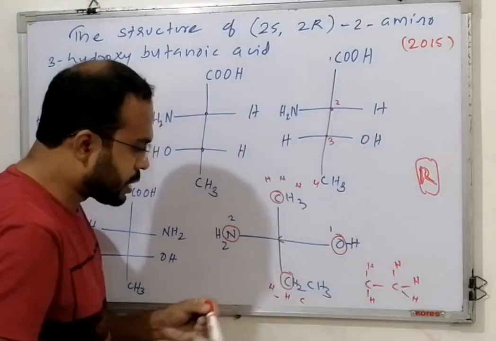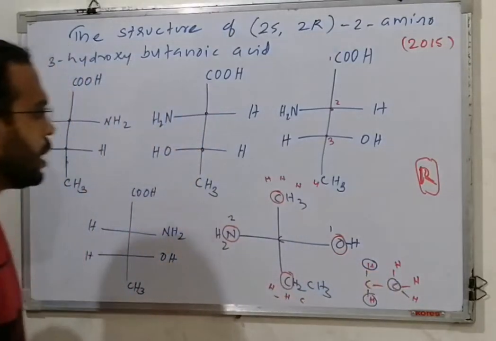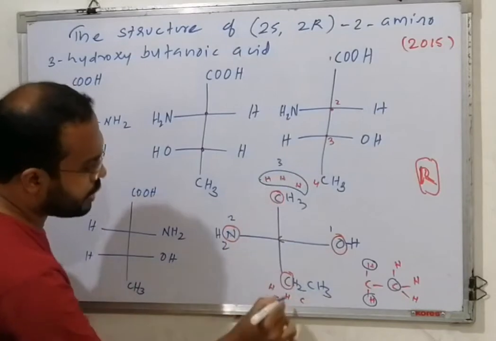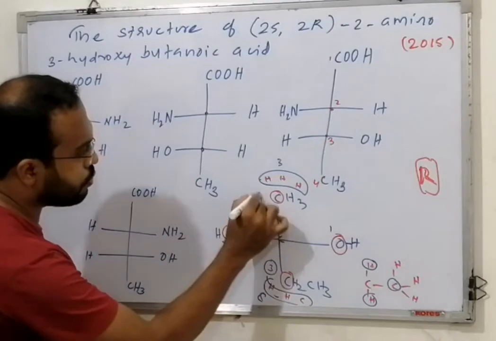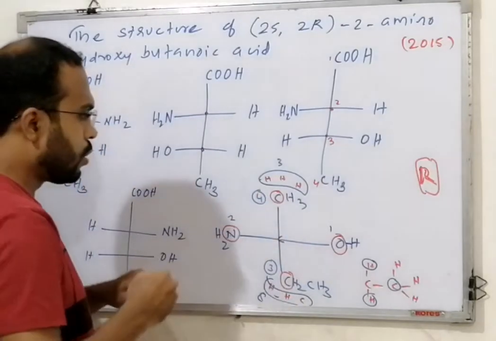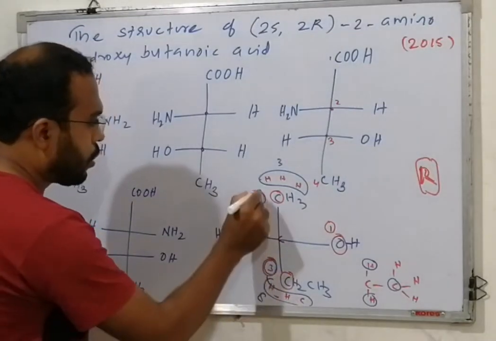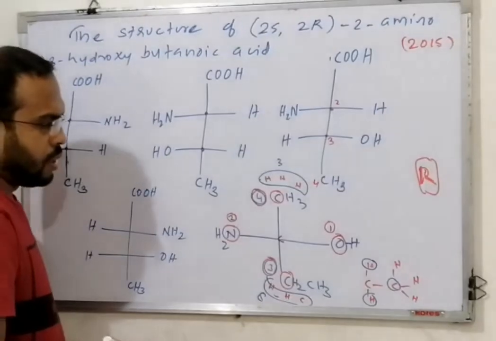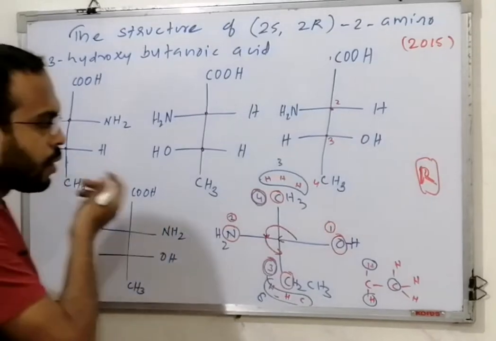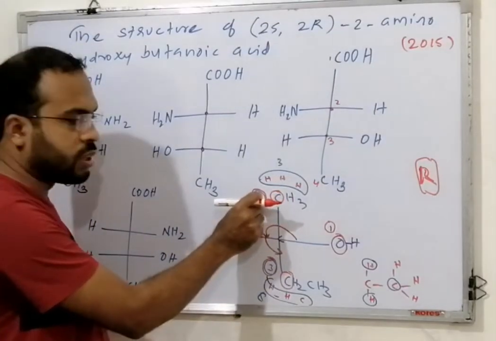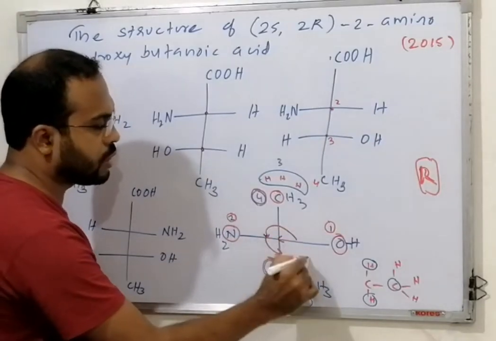Therefore, this carbon is containing H, H, carbon. The sum of this atomic number is 3, the sum of this atomic number is 8. Therefore, this is third, this is fourth. Therefore, 1, 2, 3, 4. 1 to 2, 2 to 3. Hydrogen, the fourth group, is on the vertical, no problem. Whatever you got, it is anti-clockwise. Anti-clockwise, this is S.